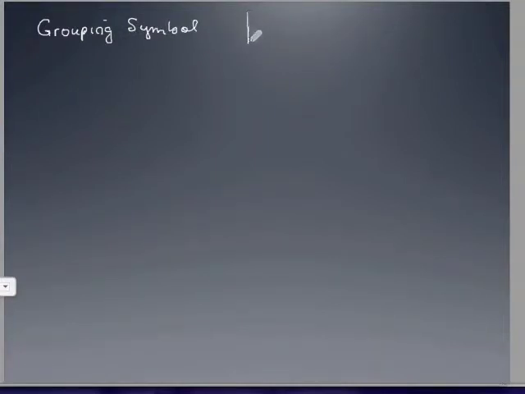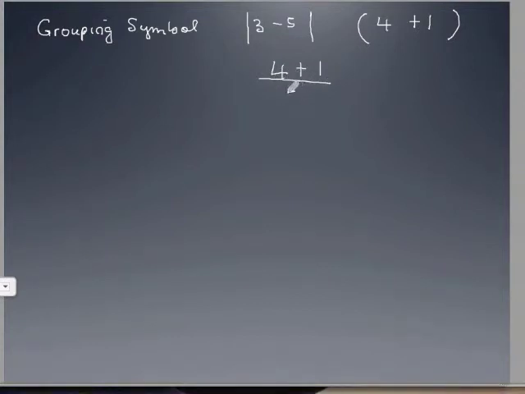For example, anything that is tucked inside the absolute value sign. For example, if you have 3 minus 5, then you'll do 3 minus 5 before anything else. Or an operation within a parentheses, such as 4 plus 1 tucked inside a parentheses. Or anything that is grouped by a division bar would be done first, and then the other operations will come later. Sometimes you may even get a radical with an operation inside the radical.